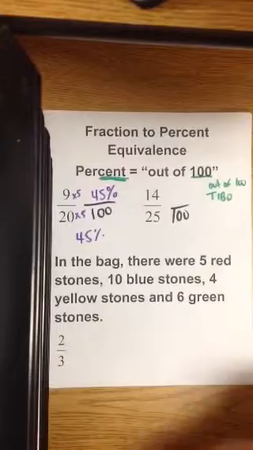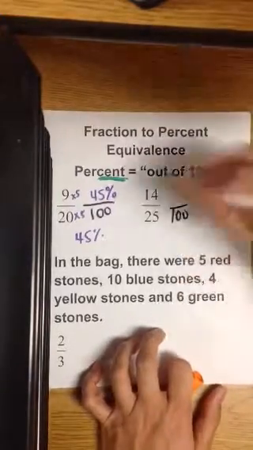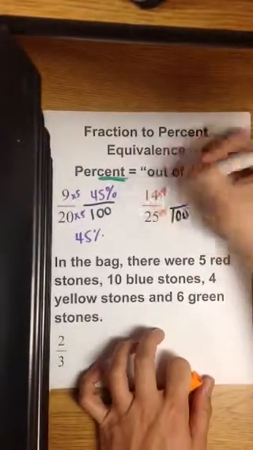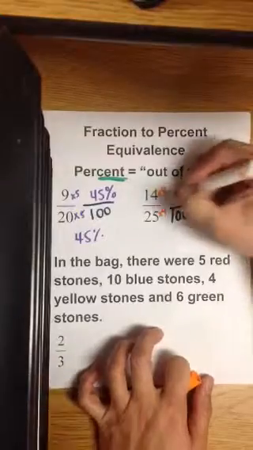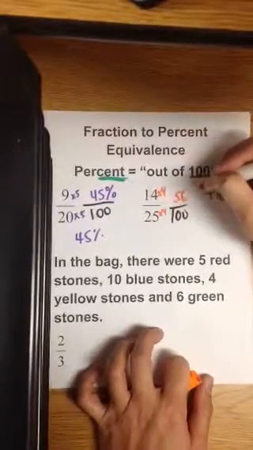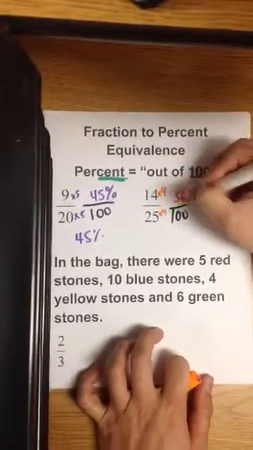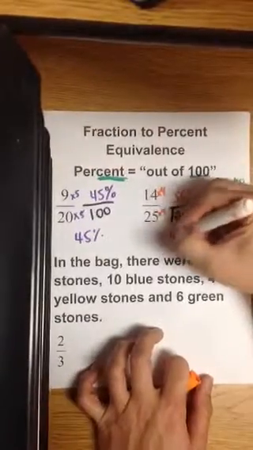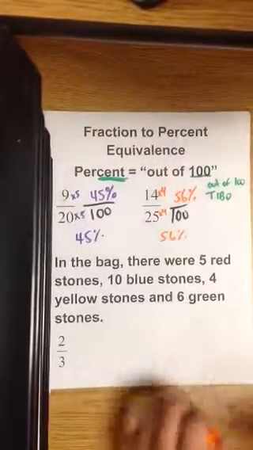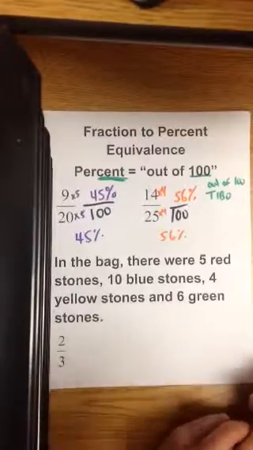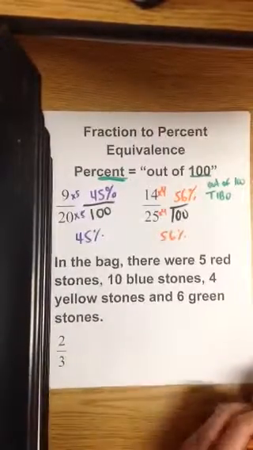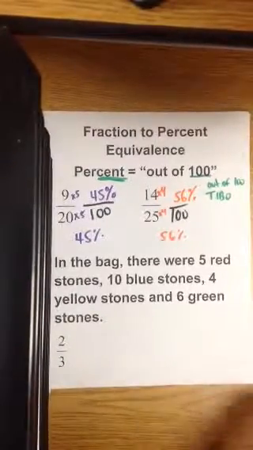So how many quarters go into 100 cents? 4 times. 14 times 4 is 56 hundredths, or 56%. So your shooting percent is 56%.